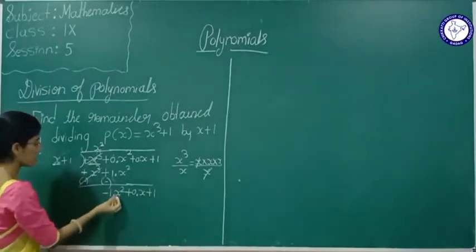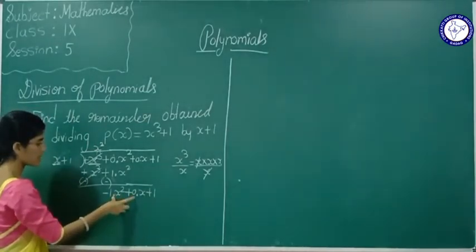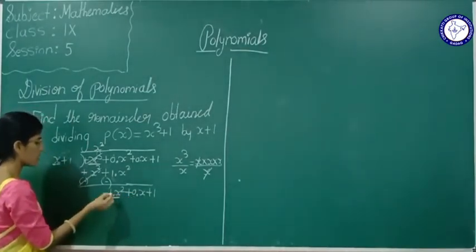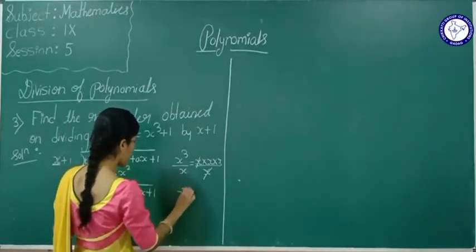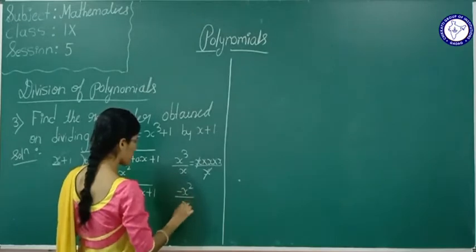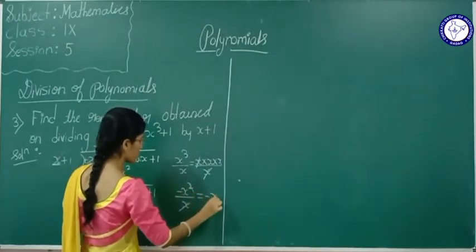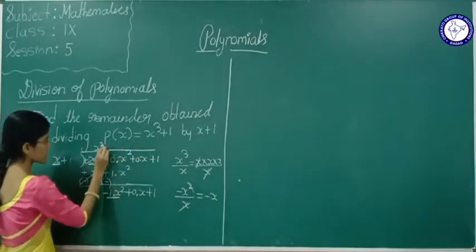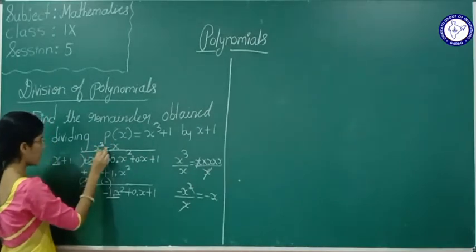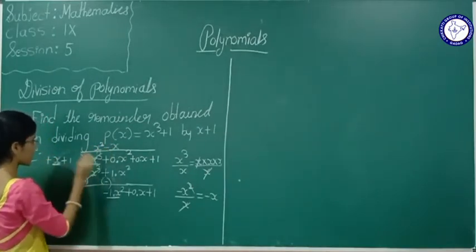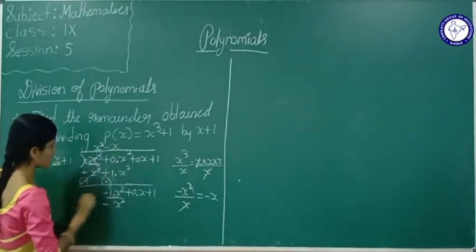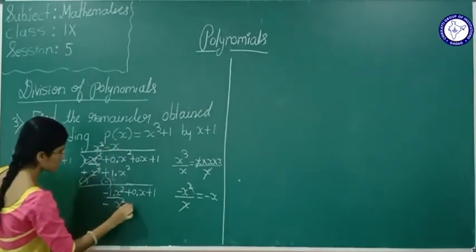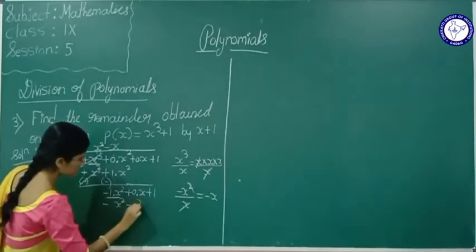Now we got the new dividend. The first term of the dividend divided by the first term of the divisor: what is that? Minus x square by x. x will get cancelled, and the remaining is minus x. Minus plus is minus. x into x is x square. Plus minus is minus, 1 into x is x.